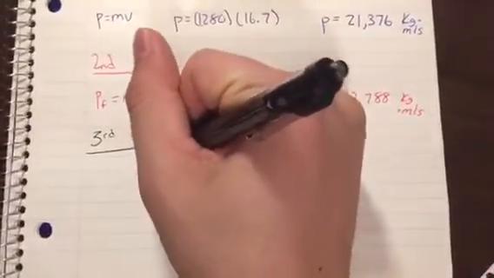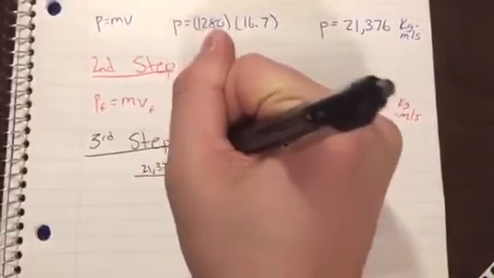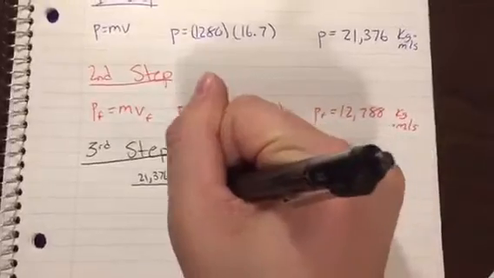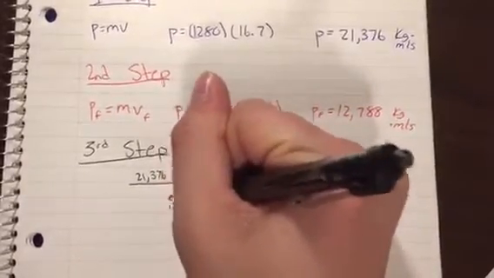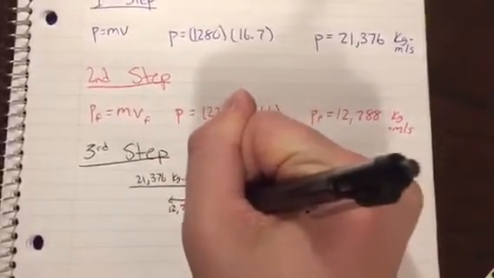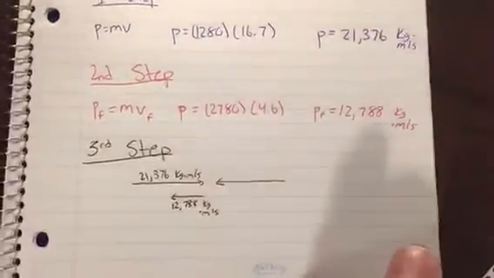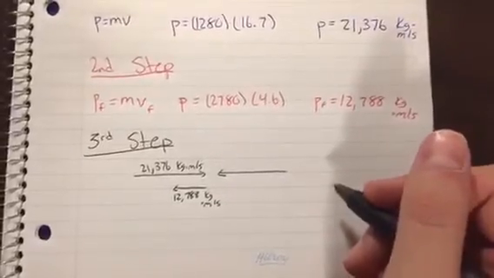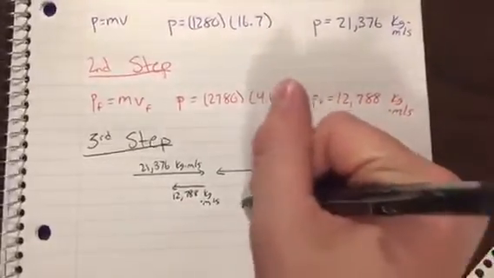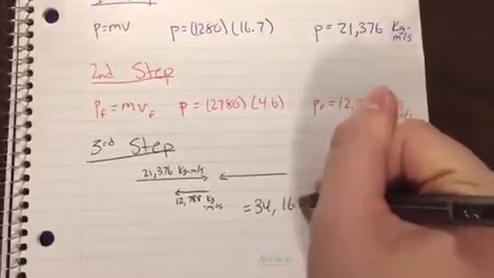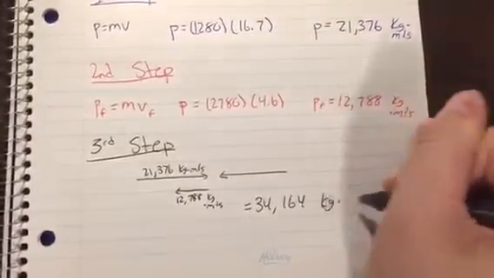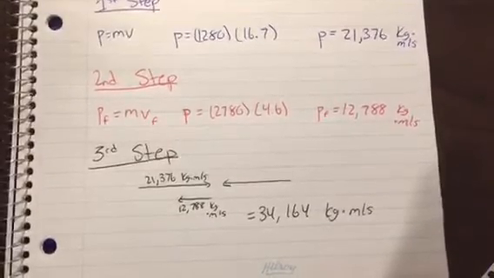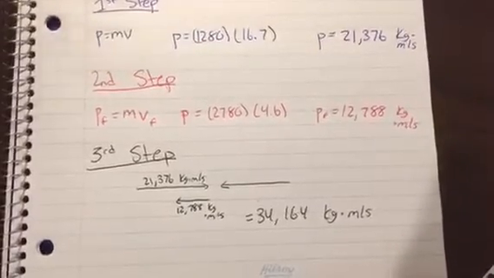So to the right we have 21,376 kilograms times meters per second. And we know that after the collision there is still 12,788 kilograms times meters per second going to the left. This means, by simple addition, that 34,164 kilograms times meters per second is the momentum of our second car. Our final step is to solve for the velocity of car number 2.